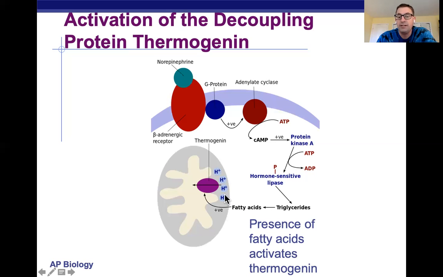still used to create this proton motive force, this concentration gradient of protons, but now they're not moving through ATP synthase. So the electron transport chain is not linked with ATP synthase or ATP synthesis anymore.